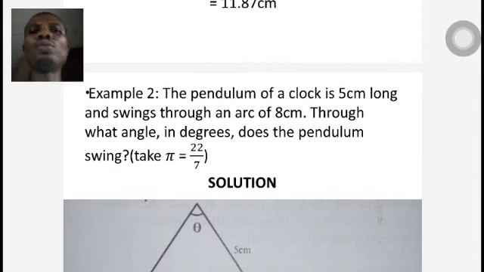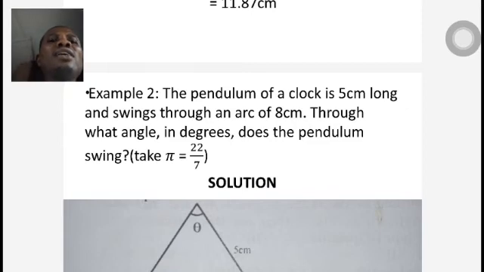Now example 2. The pendulum of a clock is 5 centimeters long and swings through an arc of 8 centimeters. Through what angle in degrees does the pendulum swing? Take pi to be 22 over 7. Here you are given the radius, you are given the length of an arc, but you are not given the angle.